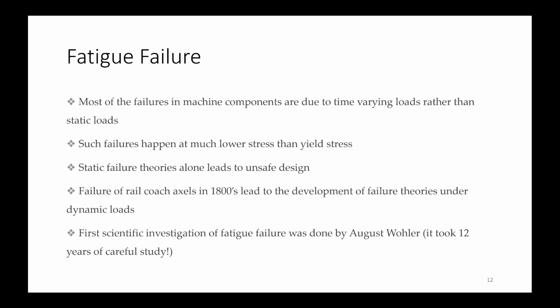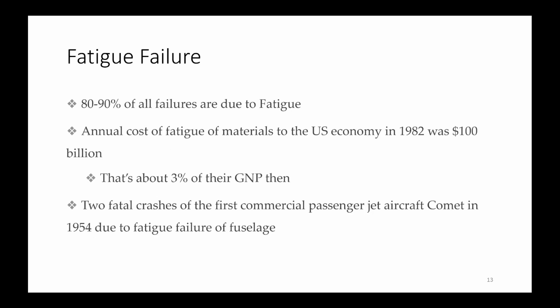Failure of rail coach axles in the 1800s led to the development of failure theories under dynamic loads. The first scientific investigation of fatigue failure was done by August Wohler, which took around 12 years of careful study. 80 to 90% of all failures are due to fatigue, and the annual cost of fatigue of materials to the US economy in 1982 was around $100 billion. That's about 3% of their GNP at that particular time.